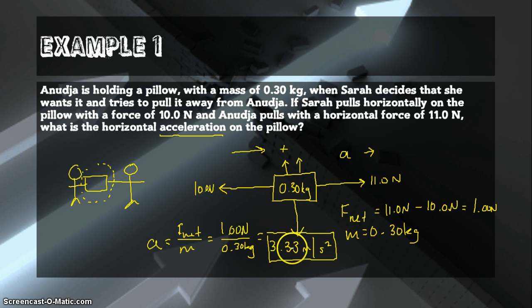So you could say it's positive 3.3 meters per second squared, or 3.3 meters per second squared to the right. But again, it didn't specify in the problem which direction the pillow is going, so we can just say 3.33 meters per second squared is the magnitude.